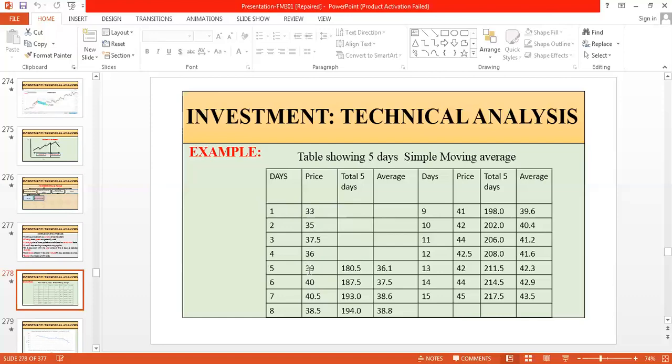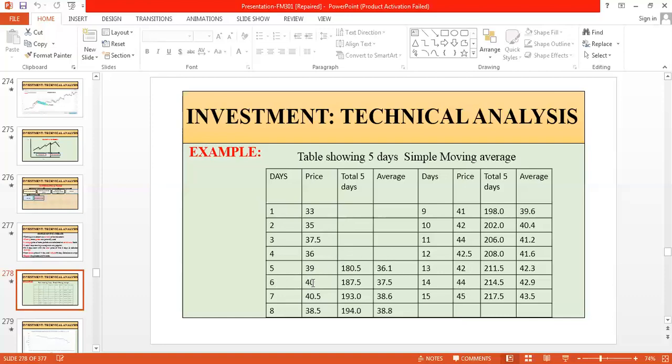If you take the total of these 5 figures, it will be 180.5. Now divide it by 5. Your moving average will be 36.1 for the fifth day. So instead of 39, the last day's actual price, the average becomes 36.1. In simple average, what you will do? You will just take the total and divide it by 5. You will not take the total of 5 days, but you will take the total of 15 days.